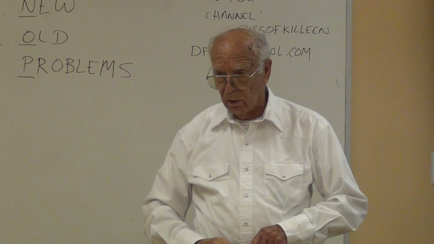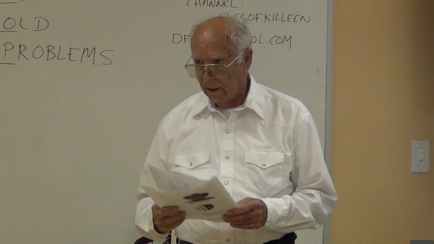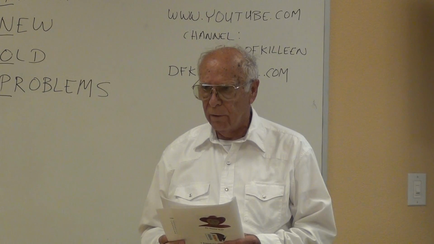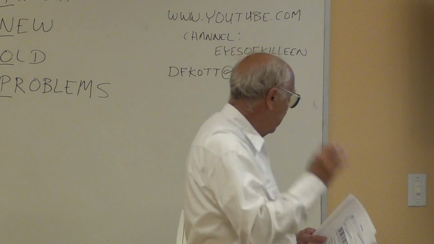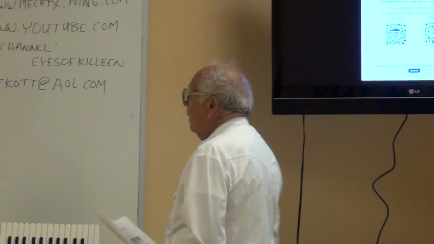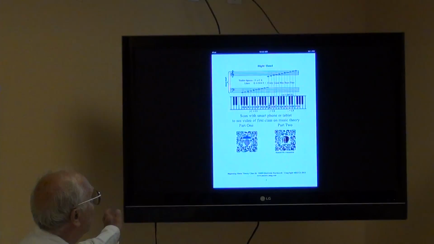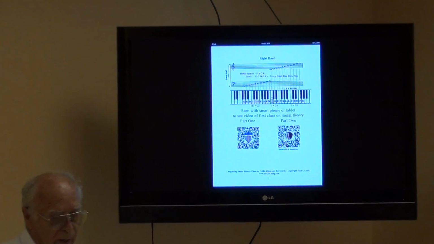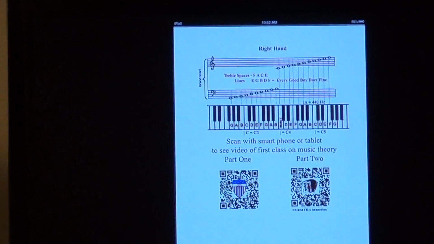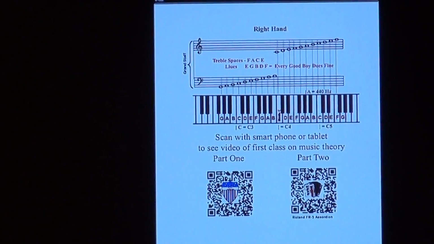You'll see the QR code there for the first lesson and the second part of the first lesson. That's called the grand staff. We're going to go over that in a hurry because this is review. Look at the grand staff there, and you'll see the grand staff is an upper 5 lines and 4 spaces and a bottom 5 lines and 4 spaces.